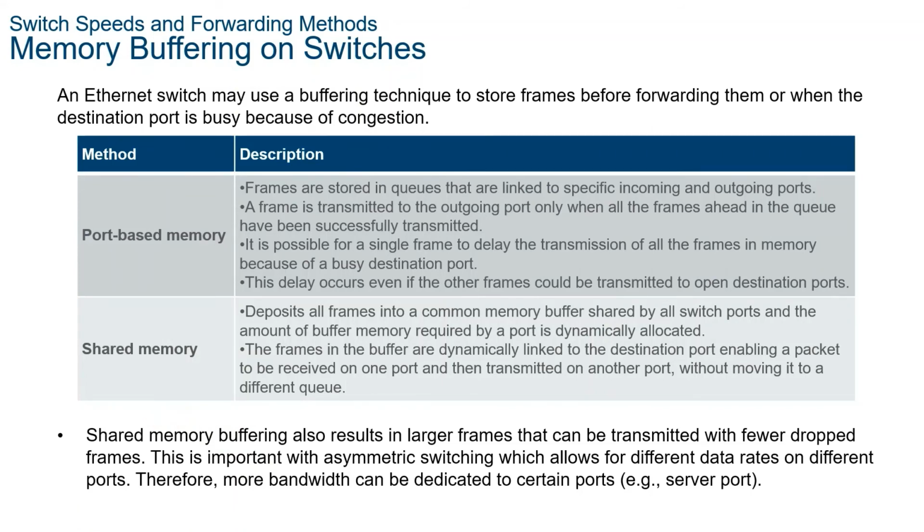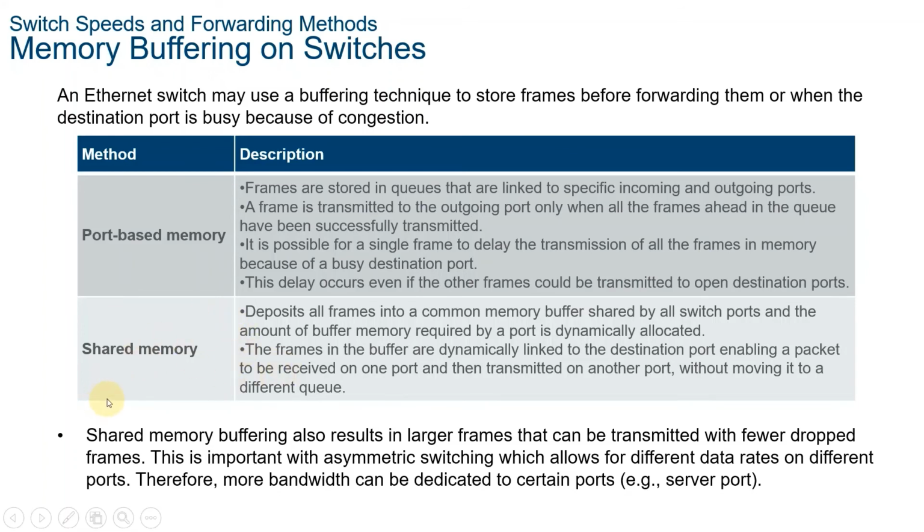Now, memory buffering on switches. An Ethernet switch may use a buffering technique to store frames before forwarding them. Buffering may also be used when the destination port is busy because of congestion. The switch stores the frame until it can be transmitted. As shown here in the table, there are two methods for memory buffering: port-based memory and shared memory buffering.